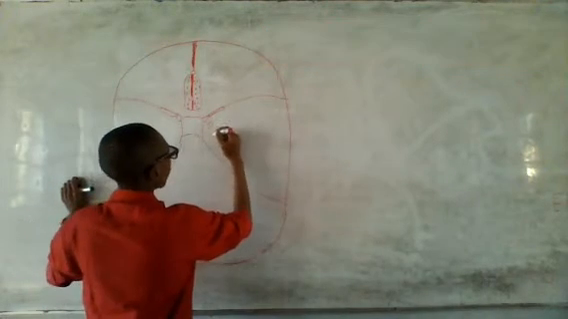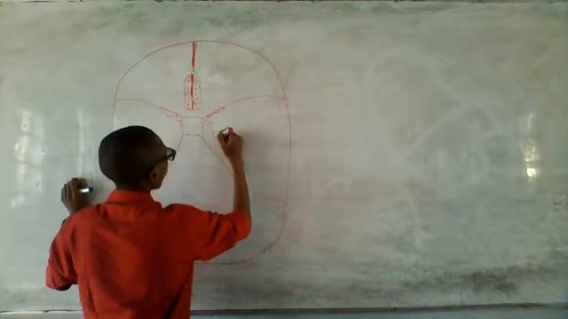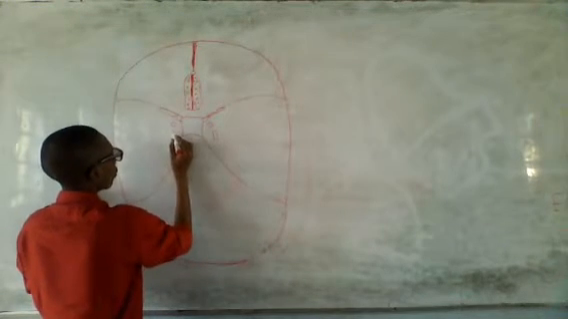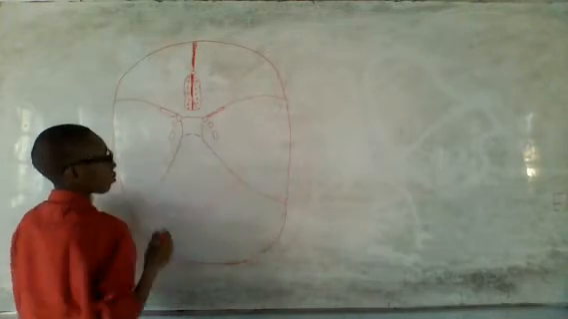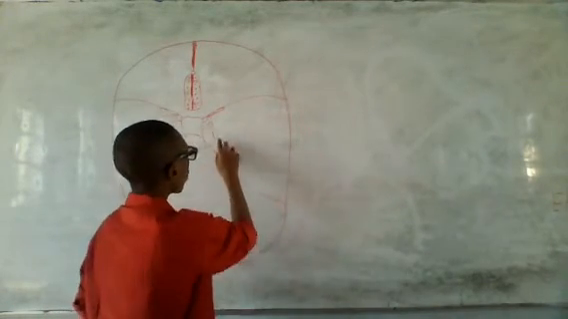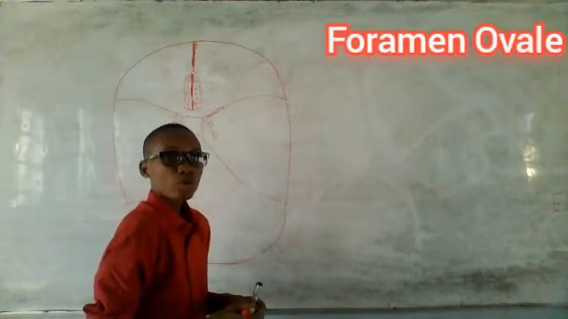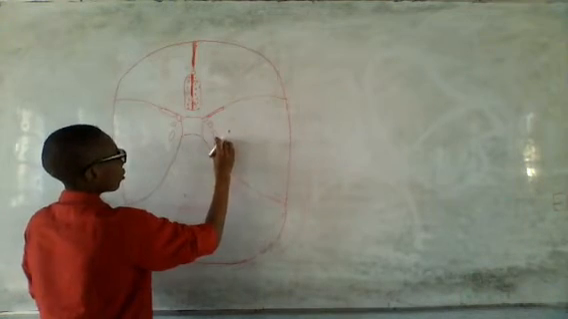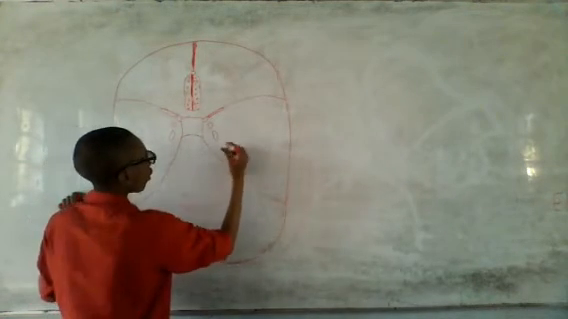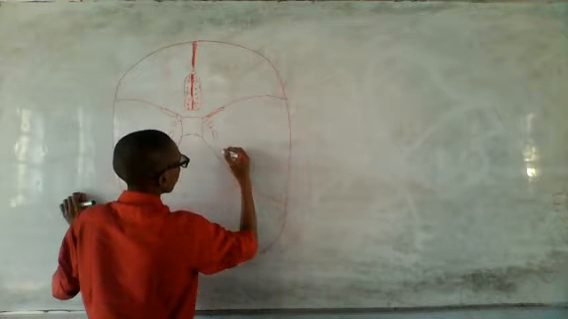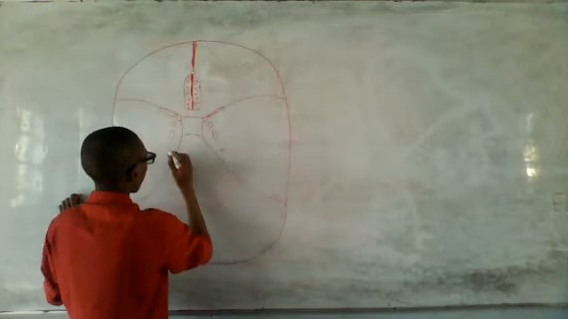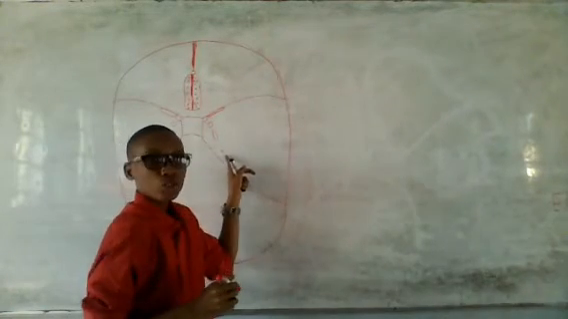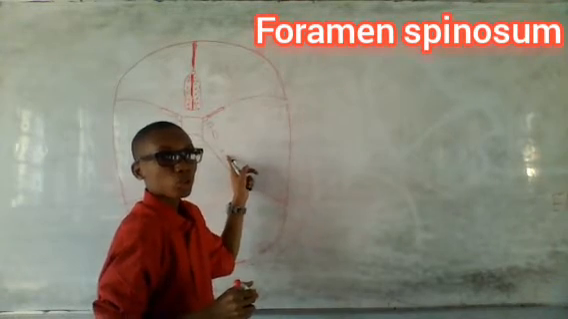Then lateral to it, you're going to find an oval-shaped foramen. Look at the foramen rotundum here, and you find the oval-shaped foramen. This oval-shaped foramen is called the foramen ovale. Now, lateral to the foramen ovale, you're going to find a very small foramen, and this foramen is called the foramen spinosum.